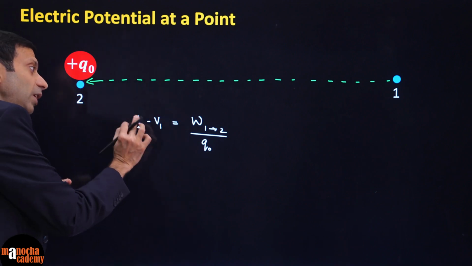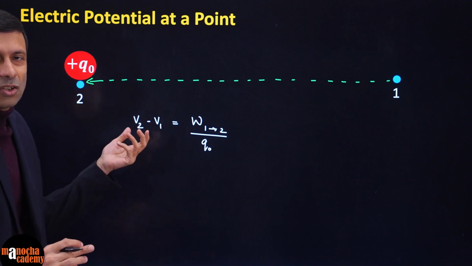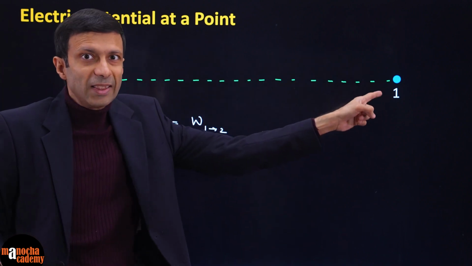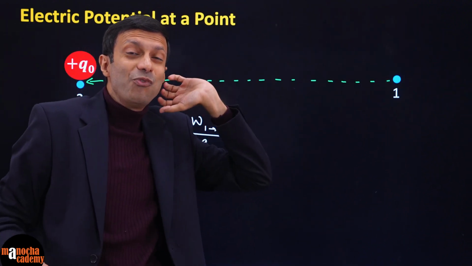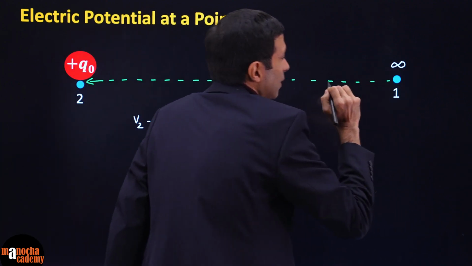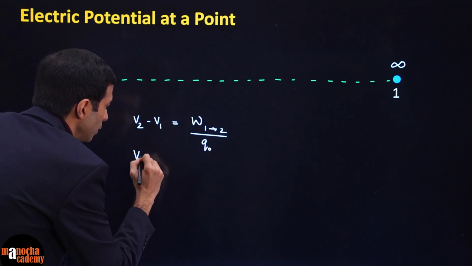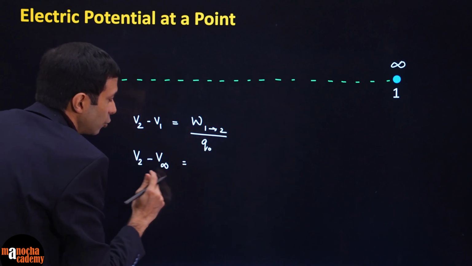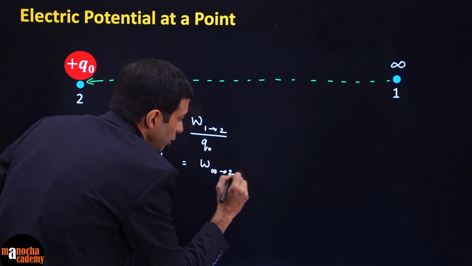Now if I want to know only V2, that means I want to make this V1 term 0. So what do we do? Then the scientists said that let's take this point 1 that we are bringing the test charge from to be very, very far away. And what do we call very, very far away? That's right, it's at infinity. So why are they choosing infinity? Note here, because rather than taking 1, V2 minus V infinity is the work done in moving the charge from infinity to this point 2 divided by the charge.